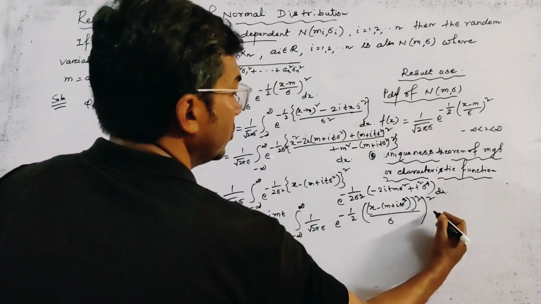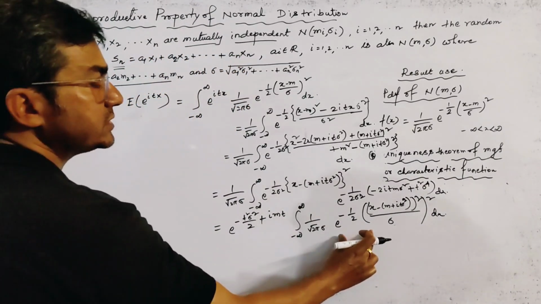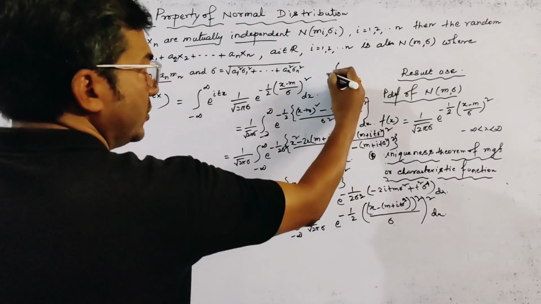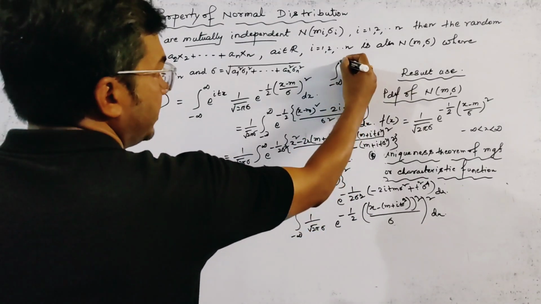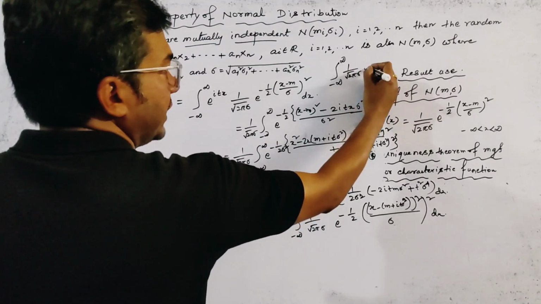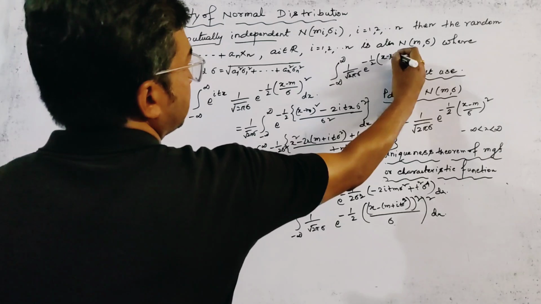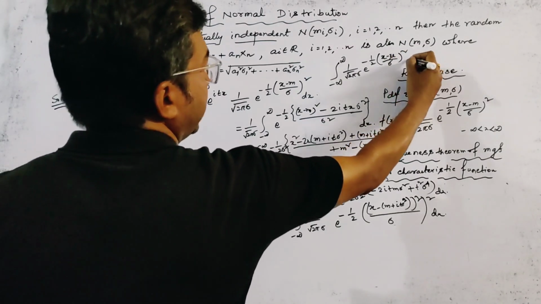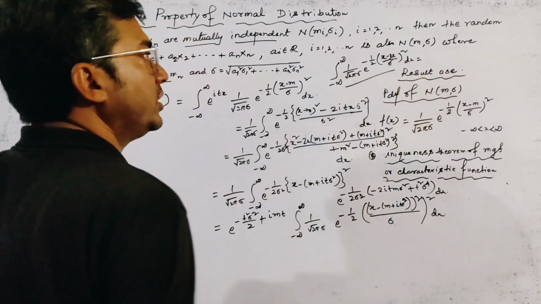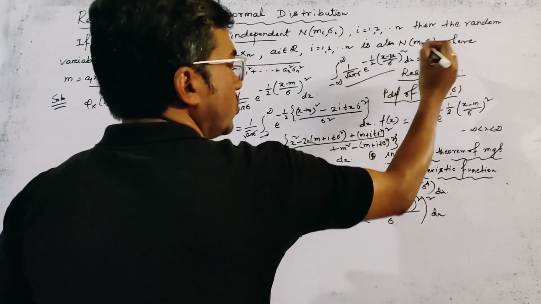Here is dx, we write here dx. Okay, now since this integration looks like this, minus infinity to infinity 1 by root 2 pi sigma e to the power minus half into (x minus mu by sigma) whole square dx. Clearly this is the normal mu sigma distribution, so the integrating value is 1.